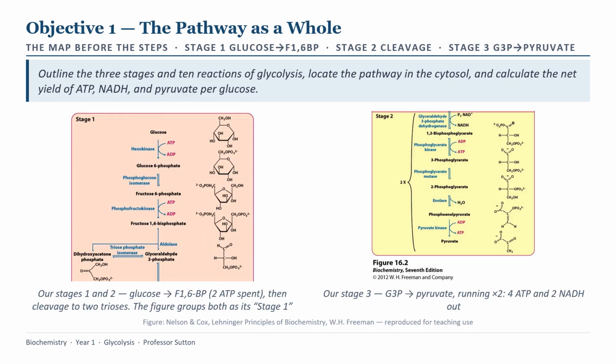So we use 3 stages. There's glucose to F16 bisphosphate, cleavage, then G3P to pyruvate. The Lehninger figure prints only 2 because it groups 1 first, 2 together. So mark on your notes where the 2 ATP are spent, where the 4 are made, and where the molecule splits.